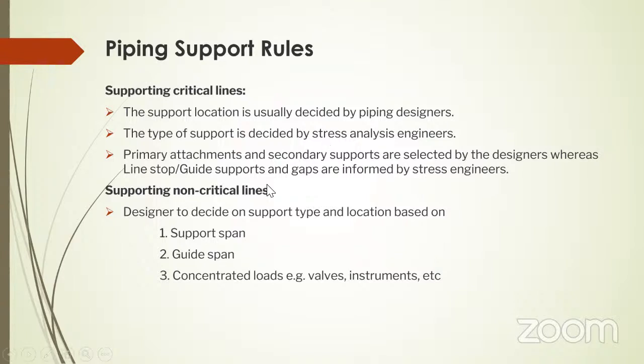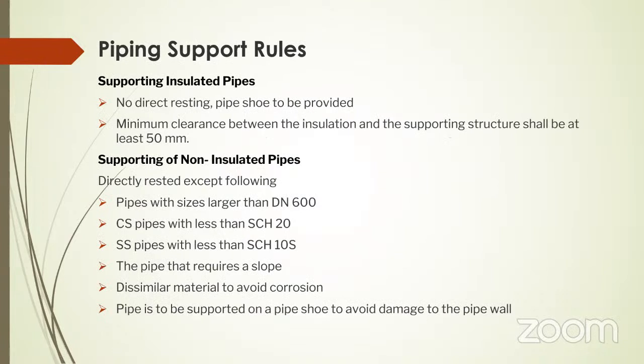And then supporting for non-critical lines: the support span, guide span, and then concentrated loads, valves and instruments. Based on this, we can decide the requirement of support for the critical and non-critical pipelines. And then for supporting, first we have seen critical and non-critical. Here it is insulated and non-insulated. Supporting for insulated pipe means no direct resting of piping should be provided. Insulated piping directly cannot rest on the supporting member. So since insulation is there, obviously we need a piping support.